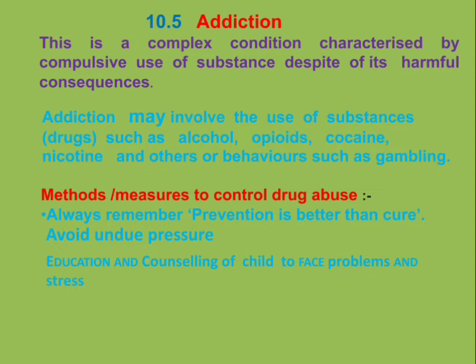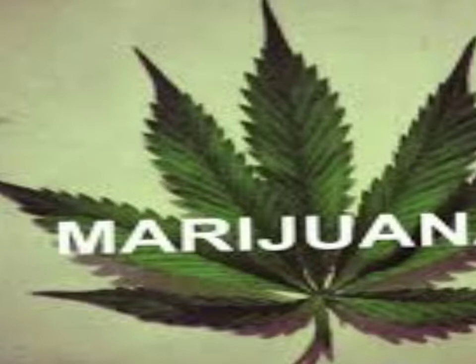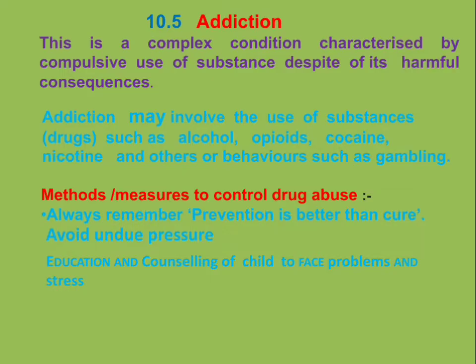Now, the methods and measures to control drug abuse. First, always remember prevention is better than cure. Second, avoid undue pressure. A child should not be forced to perform beyond his or her capacities in studies, sports, and other activities. Third, education and counseling of the child to face problems and stress, to accept disappointments and failures as a part of life. Channelize the energy of the child in sports, studies, and other constructive activities.